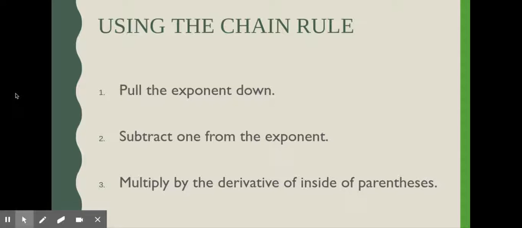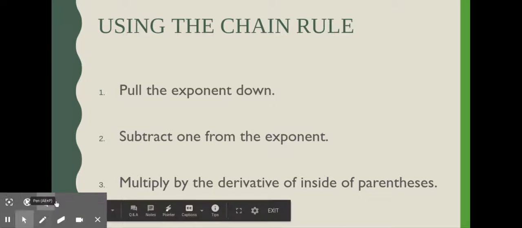So again, to use the chain rule, we're going to pull our exponent down out front and multiply by anything in front of our parentheses. We're going to subtract 1 from our exponent, and we're going to keep our function inside the parentheses the same, and we're going to multiply by the derivative of what's inside the parentheses.